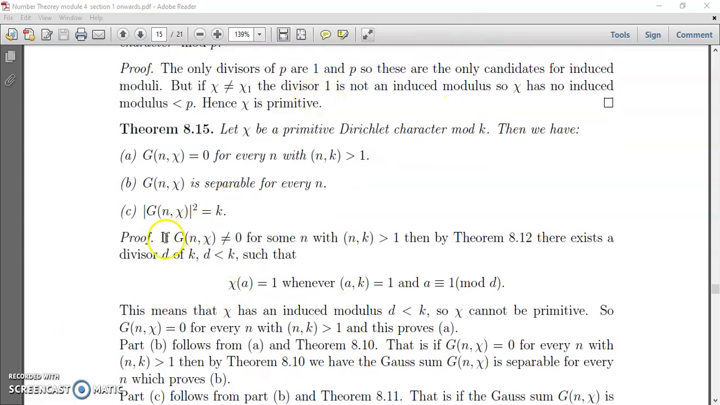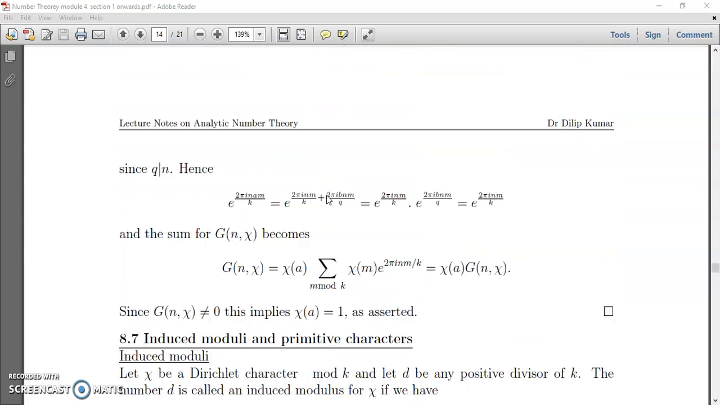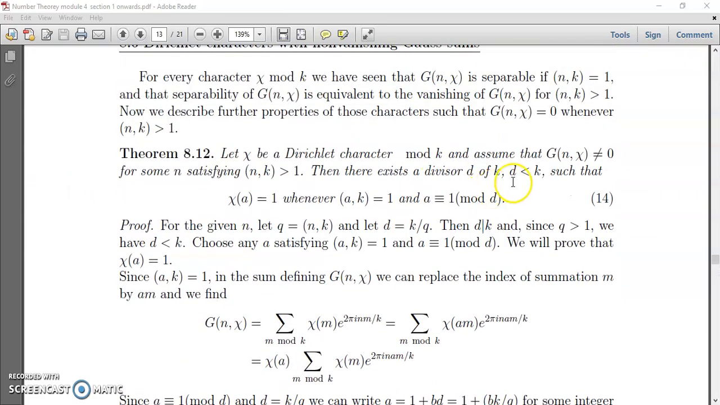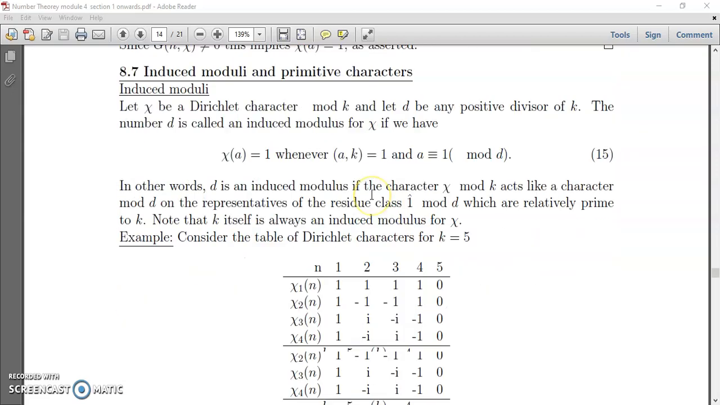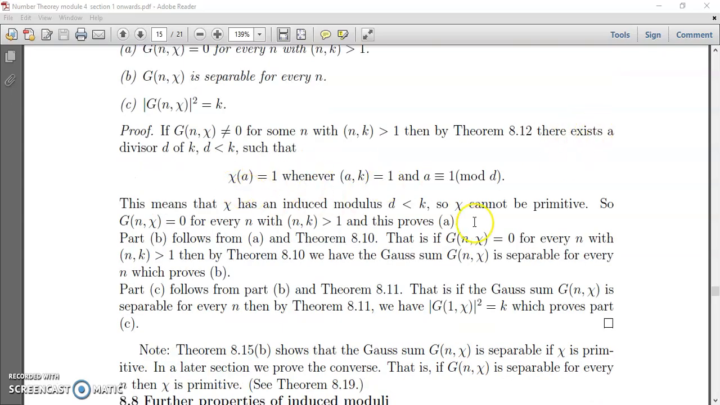This is quite simple. In the previous theorem, if g of n chi is not equal to 0 for some n with gcd of nk greater than 1, then we have theorem 8.12. What we have studied in that theorem is that we can find a divisor d such that chi of a is 1 whenever gcd of ak is 1 and a is congruent to 1 mod d. So by that, d is an induced modulus which is less than k. So chi cannot be primitive.